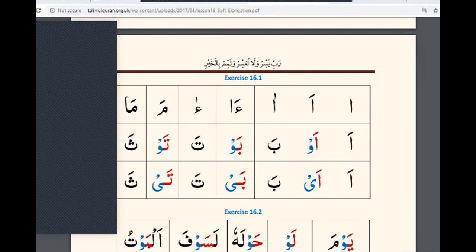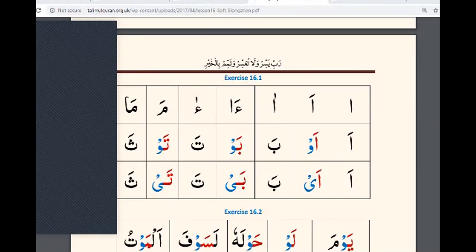Beautiful. Well done. Next one again, we have a hamza with a vertical fatha. Again, we elongate for 2 seconds. Beautiful. Well done. The next one, we have a mim with a fatha. So it is ma. Ma.